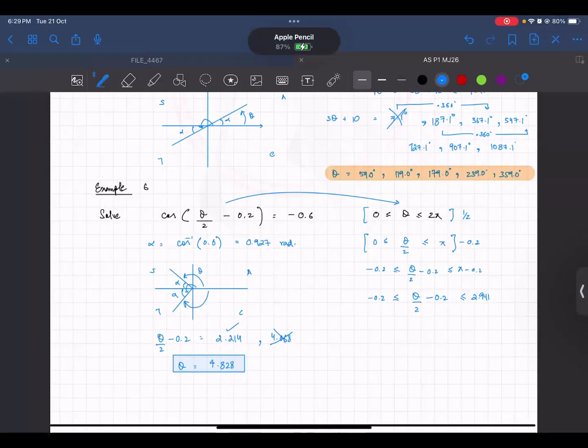You can try to find more solutions than required also. Okay, you can find more solutions, and then at the last step you can see if it is within the range, you keep it. If it is outside the range, you will ignore it, you will cancel it out. The problem is the students don't manage to find all the solutions within the range. That is the most common mistake. You have to find all of the solutions within the range that they have given you.